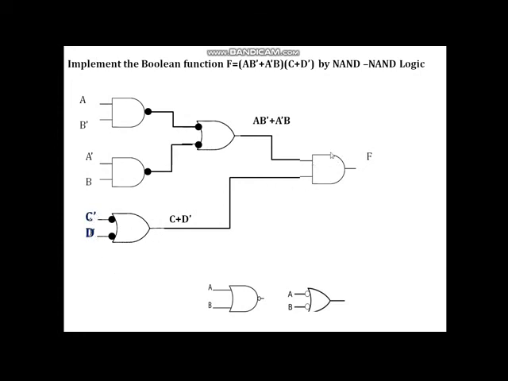Now come to the output side, put a bubble at the output. To compensate this, introduce another bubble. Here I am using an inverter. Now this is a bubbled OR, which can be replaced by NAND, and this is a bubbled OR, which can be replaced by NAND, and the inverter can be implemented by NAND. So finally you get the logic diagram like this, in which the function is implemented by using only NAND gates.